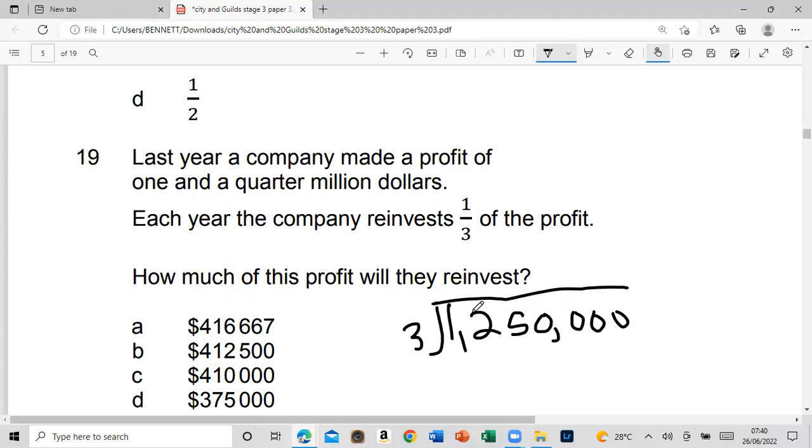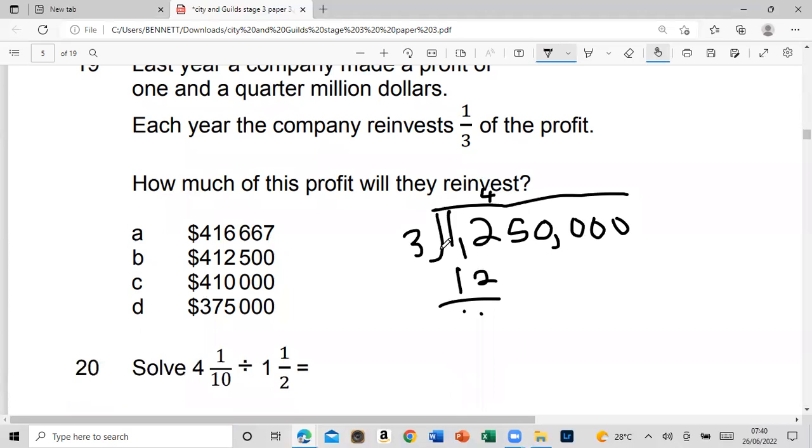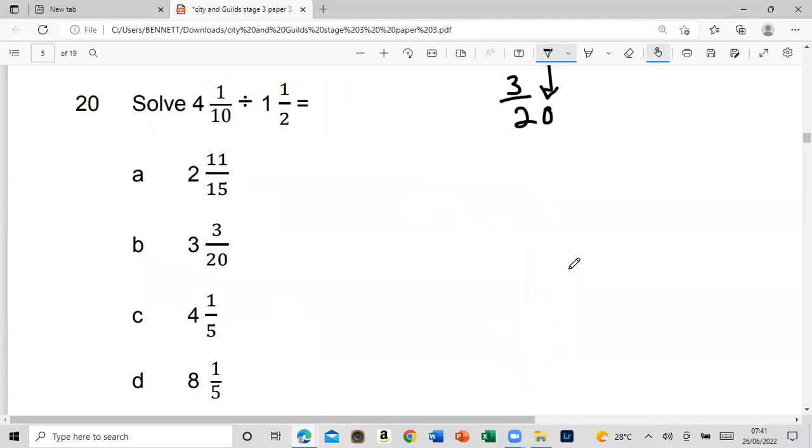Oh Lord, the space. 3 into 0, I can't. 3 into that 4. 3 4s are 12. Carry down the 5. Long division. 3 into 5, 1. 3 times 1, 3. That leaves 2. Carry down the 0. 3 into 26. I see the answer. It's A. All right, we don't have to go any further. So that's A. Hope you guys see how we do the maths.